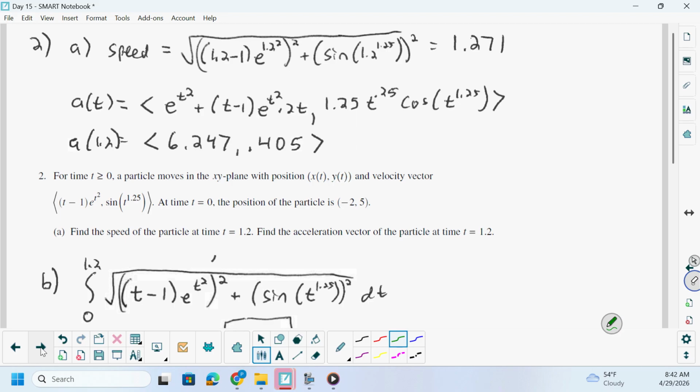For the other part, we've got a chain rule. Derivative of sine is cos. Keep the inside the same, then multiply by the derivative of the inside. So bring your power out front. Power goes down 1, so we're raised to the 0.25 now. From there, just sub 1.2 in, round it to 3 places.